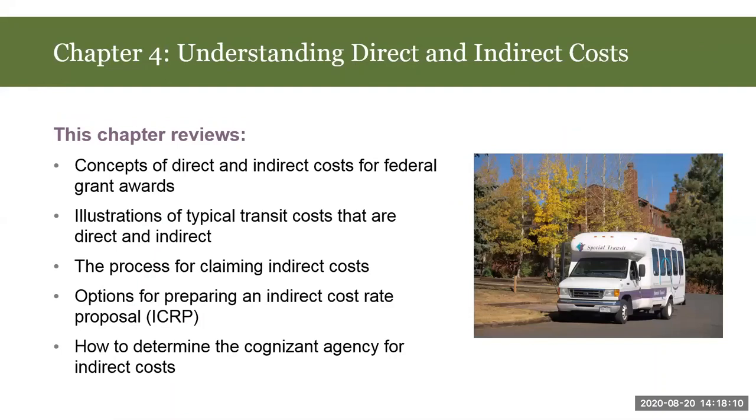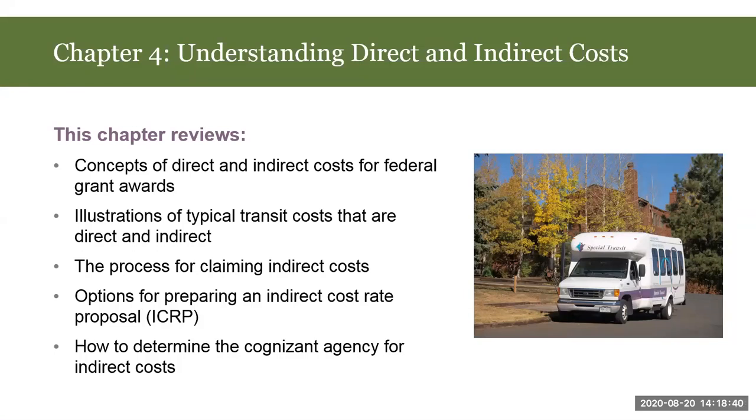In Chapter 4, we talk about the concepts of direct and indirect cost. As many of you know, most of us may incur indirect costs in the delivery of public transit services if we certainly work in a multi-purpose organization. However, we are limited in claims of those indirect costs under our federal grants to the extent that we have an approved indirect cost allocation plan that's been approved by a beast known as the Cognizant Agency for Indirect Costs.